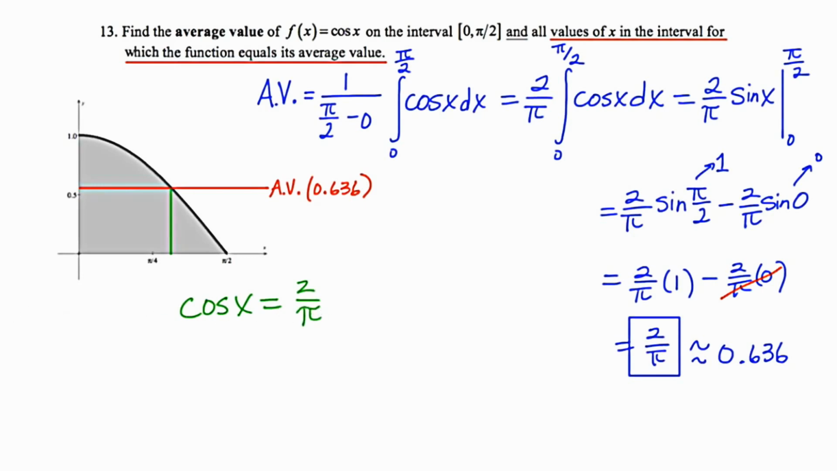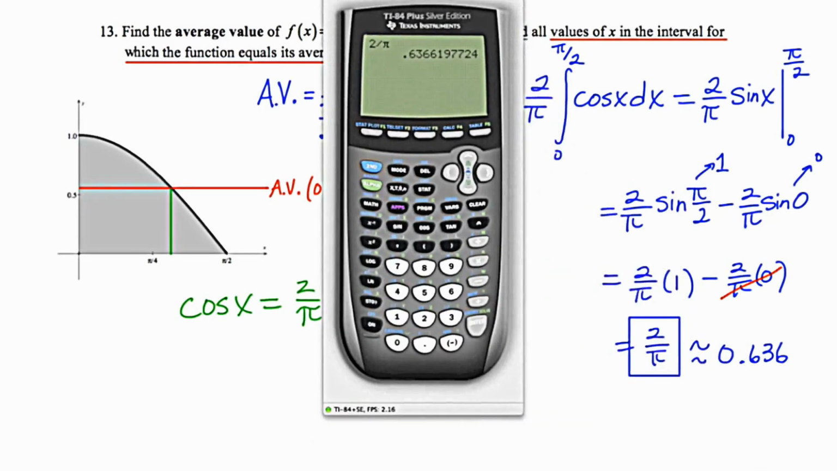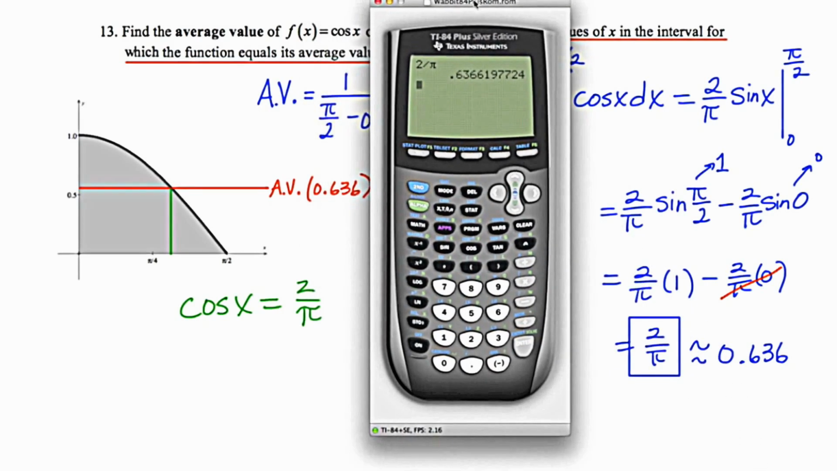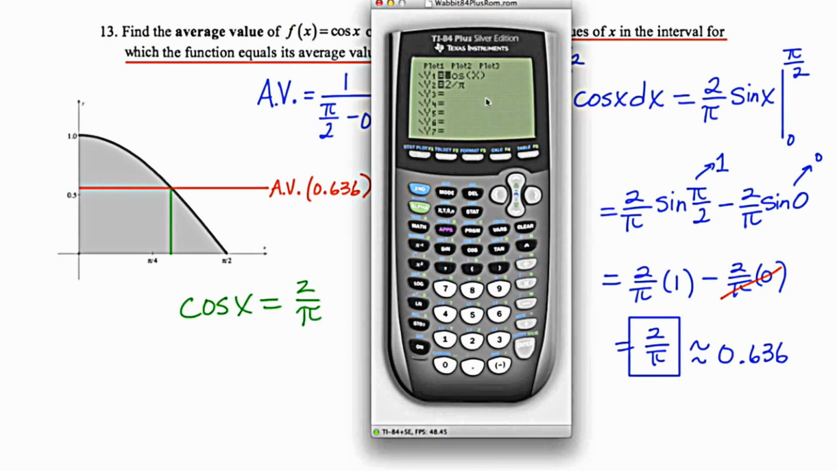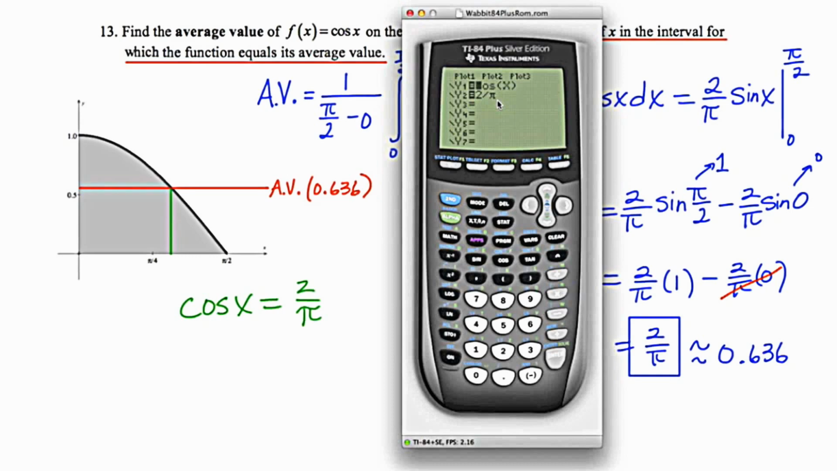Now we can only really solve a trig equation manually if our result is one of the benchmark ratios, and 2 over pi is not a benchmark ratio. So what I'm going to do is solve it graphically by seeing where the two graphs intersect. So I'm going to cue the calculator back up again, and I'm going to go to the y equals screen, and I've already put in cosine of x, which is our function, and I've put in 2 over pi, which is our average value. I'm going to graph these.